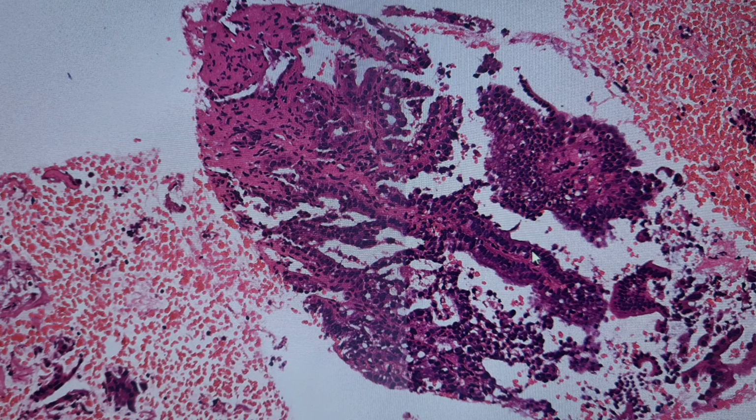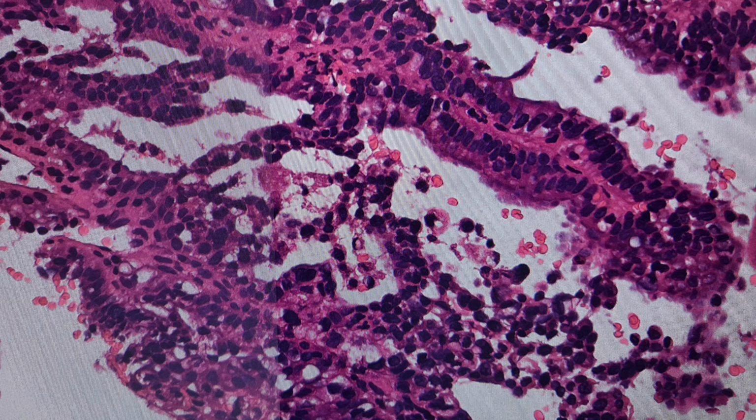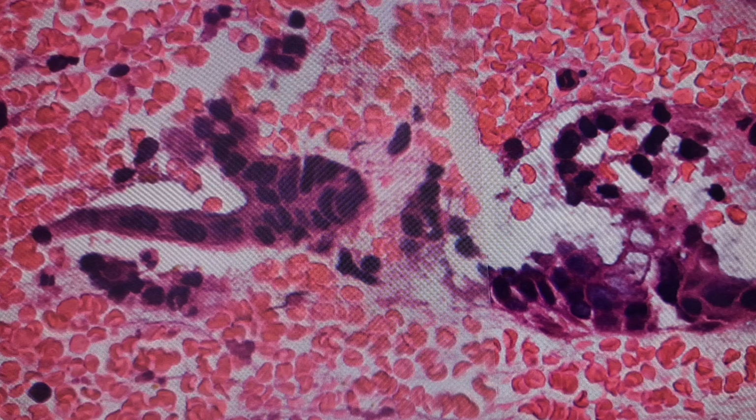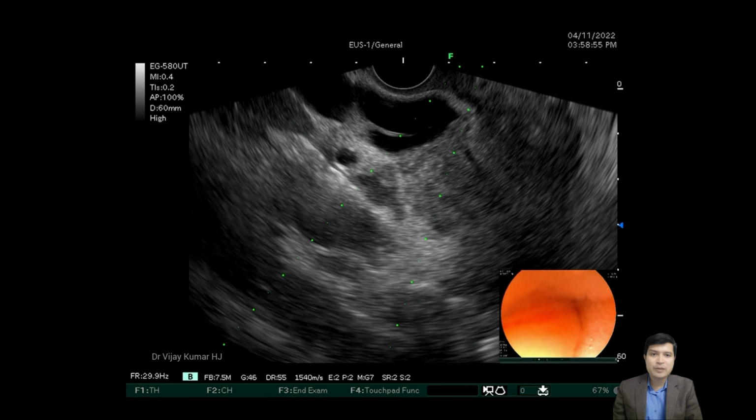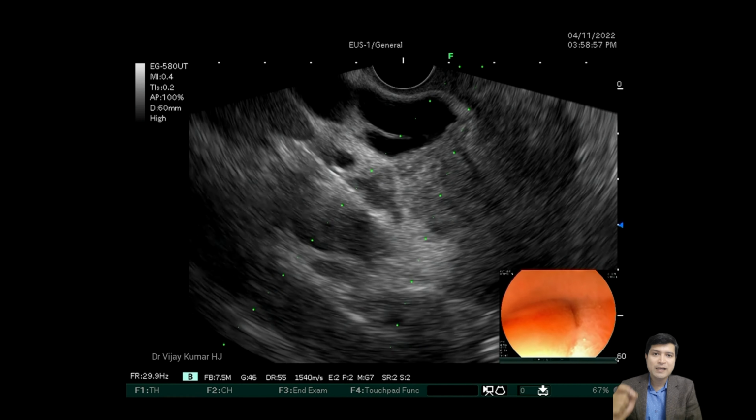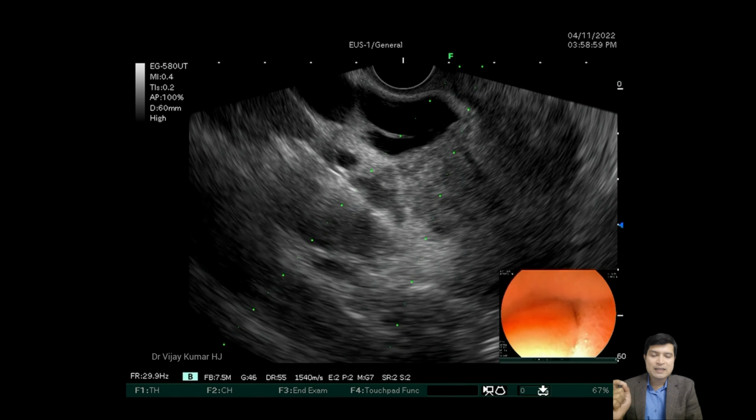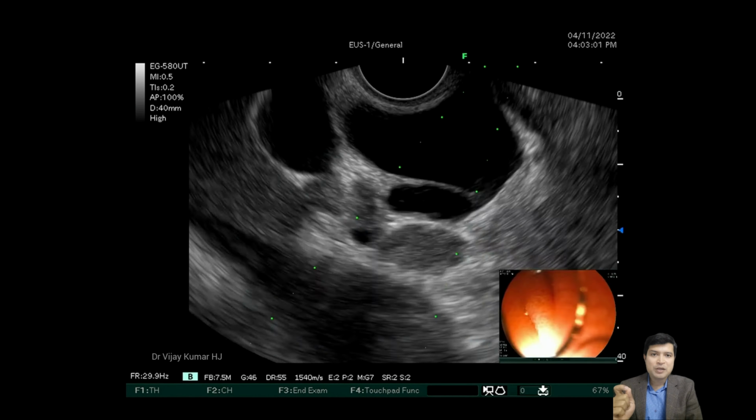Finally, histopathological diagnosis was obtained. This patient had carcinoma head of pancreas, and we went ahead with biliary drainage. We will demonstrate how we identify the common bile duct and establish the communication into the first part of the duodenum.